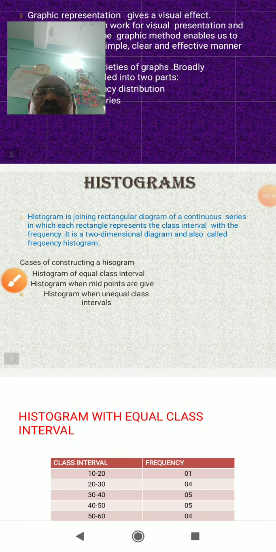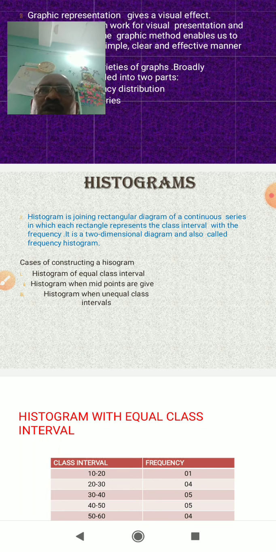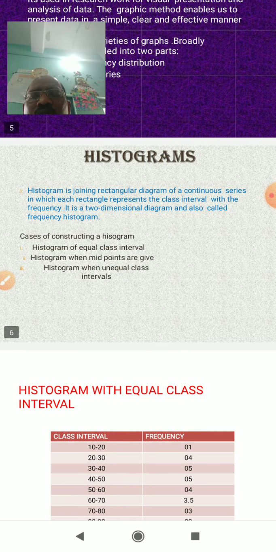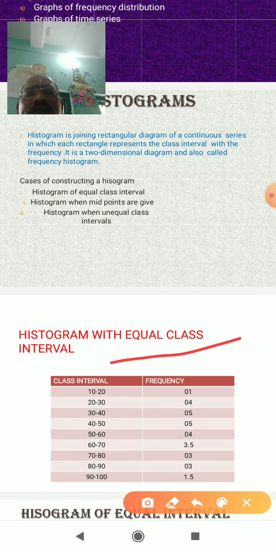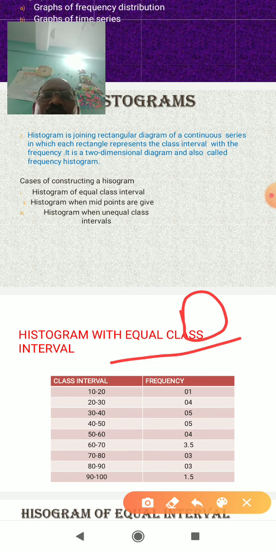Number 1, histogram with equal class intervals. Number 2, histogram when midpoints are given. Number 3, histogram when unequal class interval is given. And number 4, histogram when inclusive method is given. First we have to construct the histogram with equal class intervals. First consider what is class interval. The difference between the upper limit and lower limit is known as class interval.